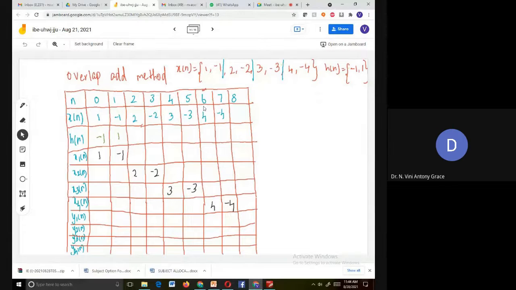X of n has 8 samples. So sorry, y of n should have 9 number of samples, right? And then y of n value we have taken from 0 to 8, 9 number of samples. The reason is our final output will have, see, after this y4 of n I have to write y of n. I don't have space here, so I have not written it here.